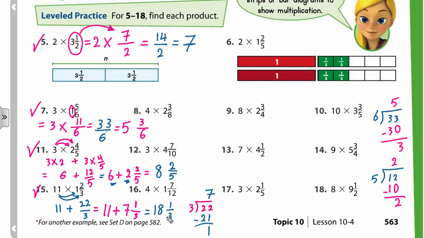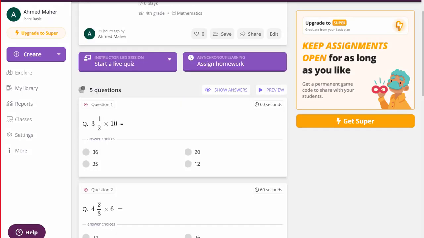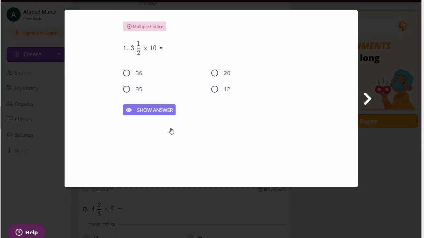Great work. My heroes, any problems? Any questions? Okay, so now my heroes, I will send to you the link of the game. I will wait for you. And now let's start solving. We start with the first question.